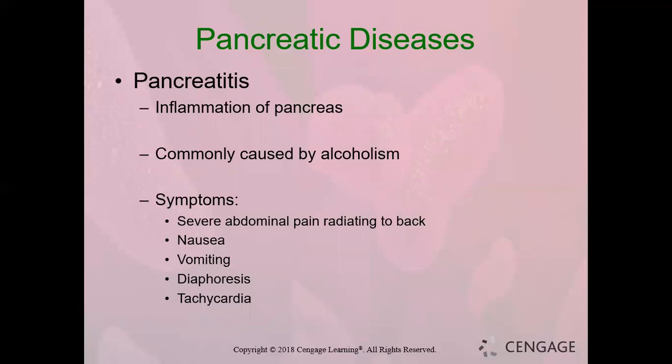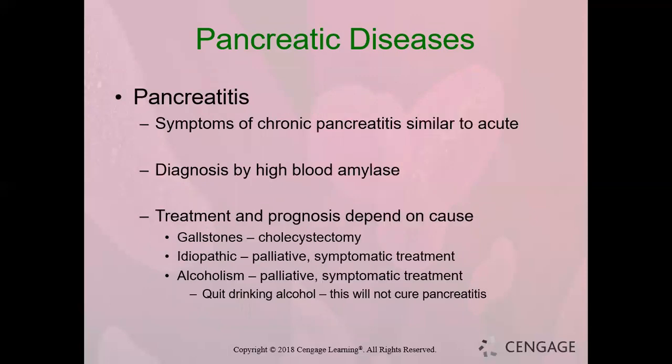Pancreatitis is inflammation of the pancreas, commonly caused by alcoholism. They're going to have pain, vomiting. Diaphoresis is just sweating. Tachycardia is a rapid heart rate. They're going to feel sick. And it's going to be diagnosed by a blood test. And treatment's going to depend on what's causing it. Are gallstones causing it? Is there no cause at all? Idiopathic would be like they can't find a cause. Alcoholism, they're going to want them to quit drinking alcohol, although it won't cure it.